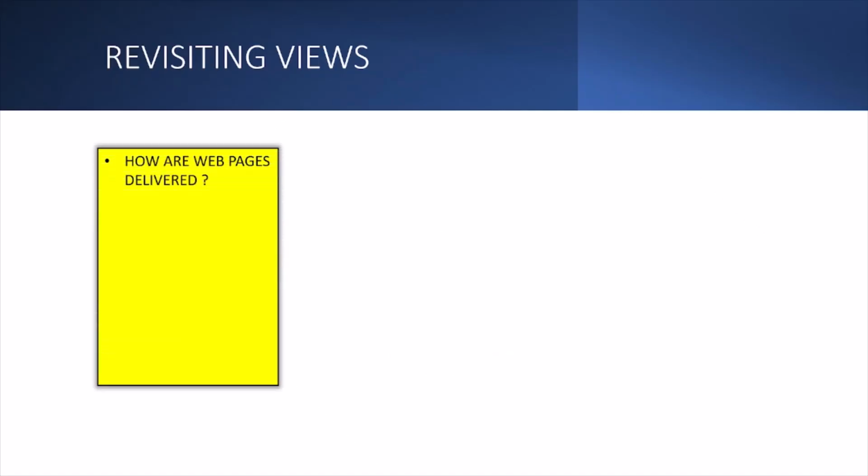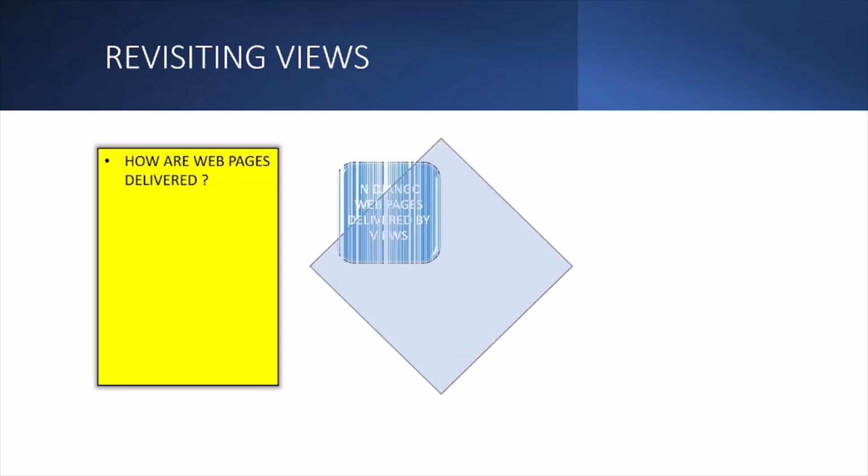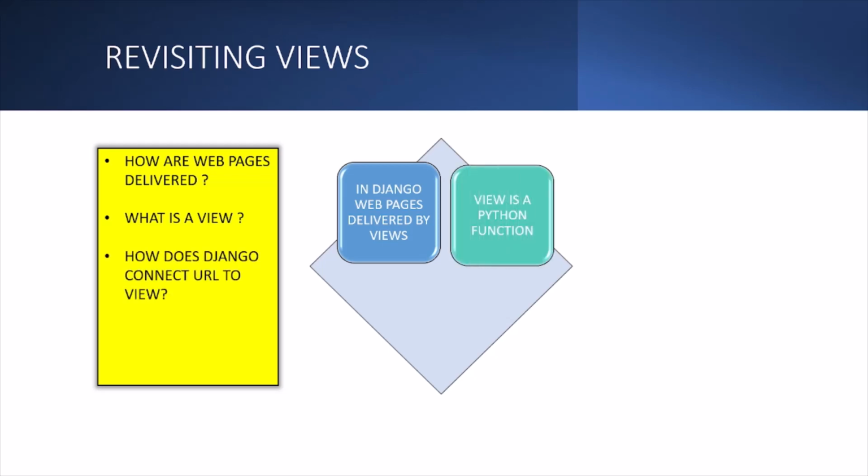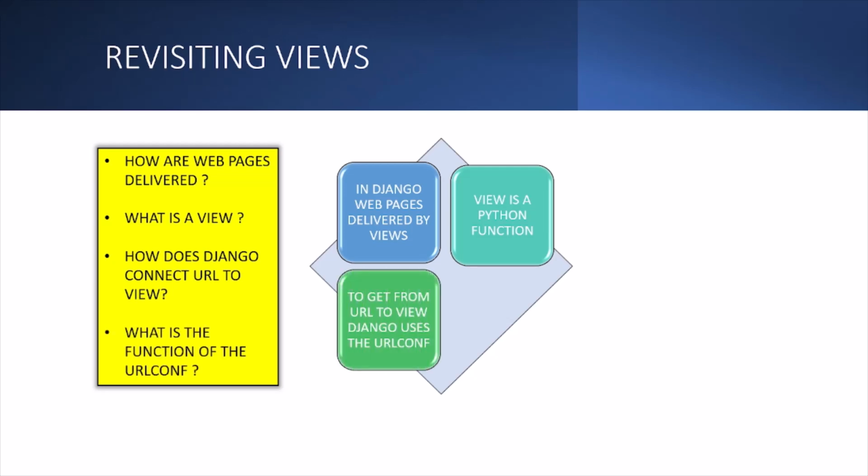We begin by revisiting views. How is our web page delivered? Of course, the answer is through views. What is a view? You may recall a view is a Python function. How does Django connect a URL to a view? Using the URL configuration. What is the function of the URL configuration? To map URL patterns to the views.